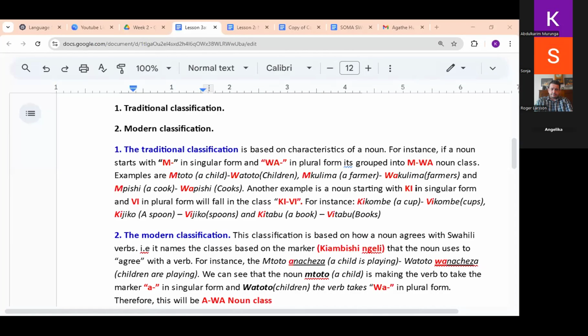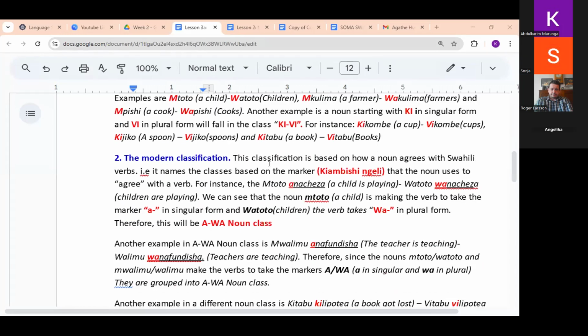Okay, today we'll learn about the Swahili noun class. We have too much information here, so I'll just summarize it.